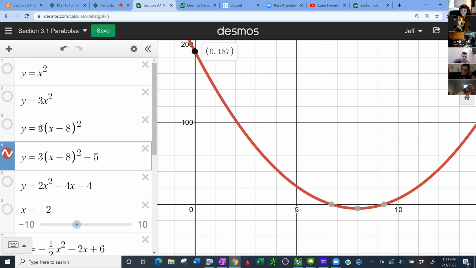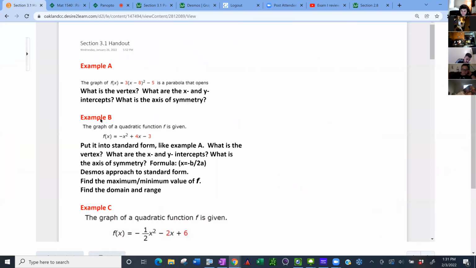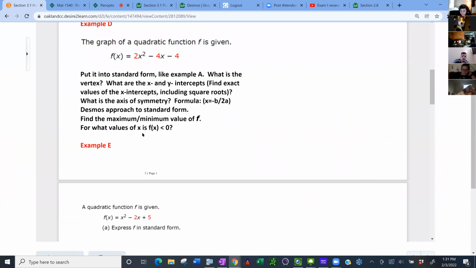Let's take a look at example D. These are in the handout for 3.1. So example D is this one here. A lot of things I'm going to be asking you for, but we're going to concentrate on putting this into standard form. So my original function is f of x is 2x squared minus 4x minus 4.